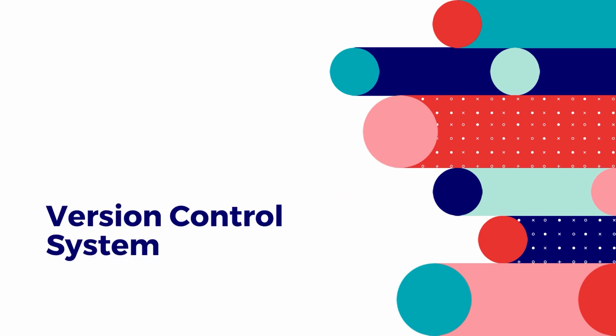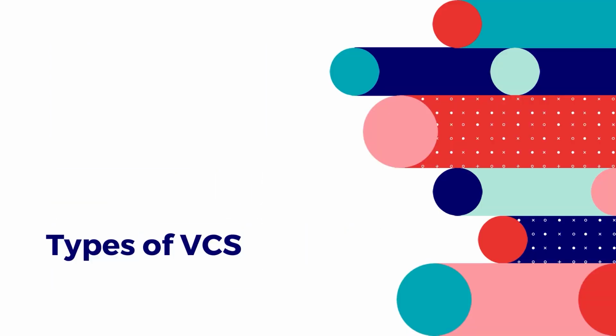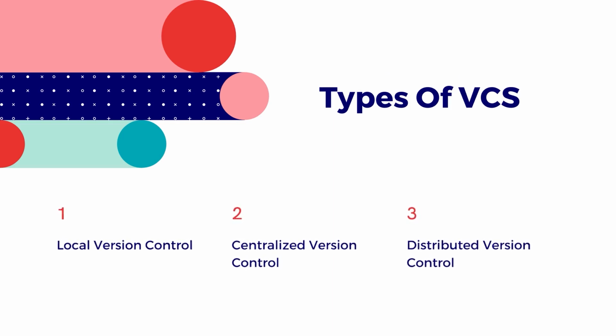Let's start with version control, the tools used, and their types. A version control system is a group of systems used to handle code files of various developers, so versions in real time can be handled using a version control system. Now we will see the types of version control system. There are 3 major version control systems. They are local version control, centralized version control, and distributed version control.